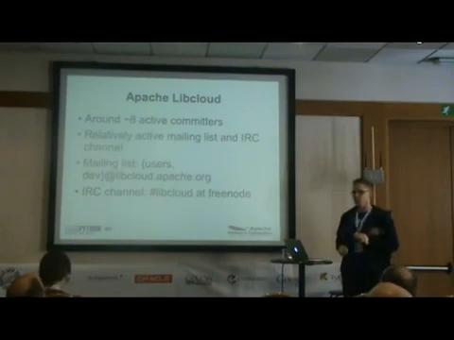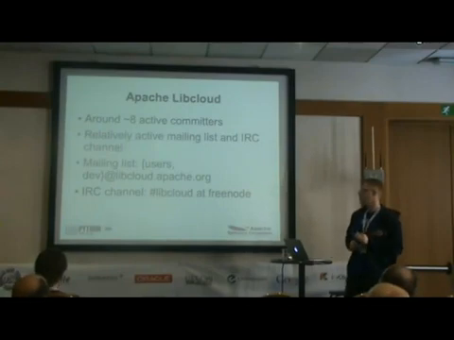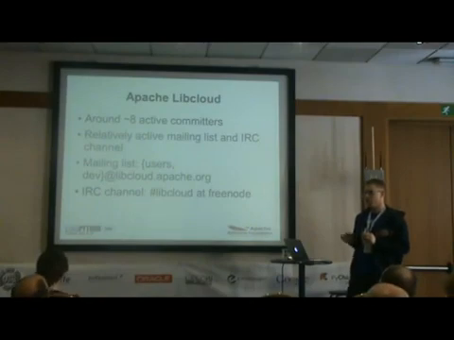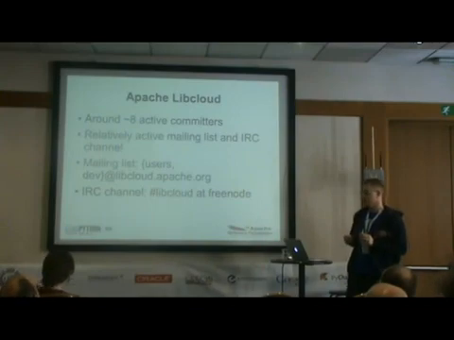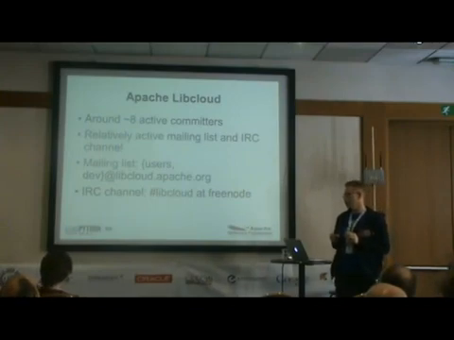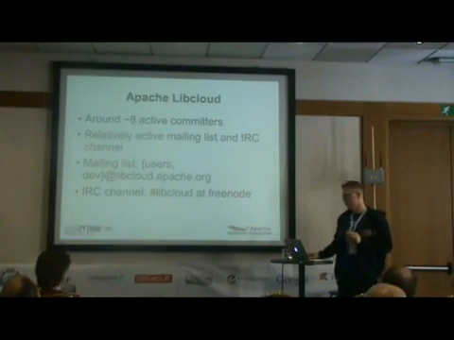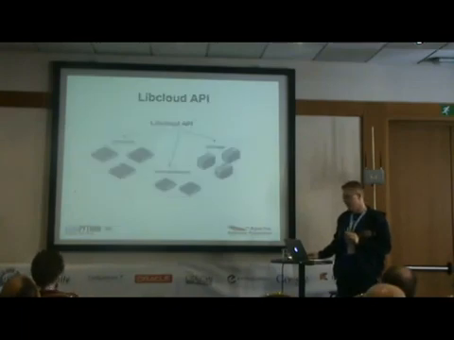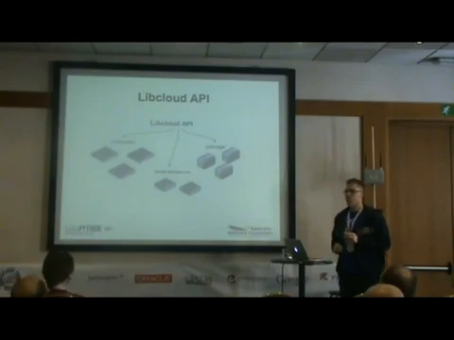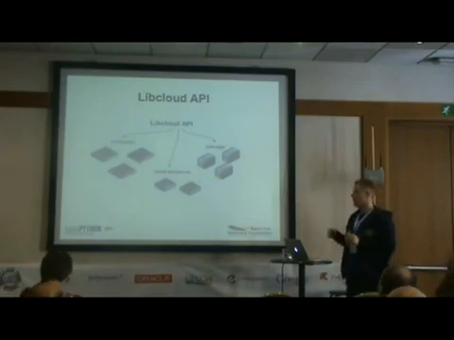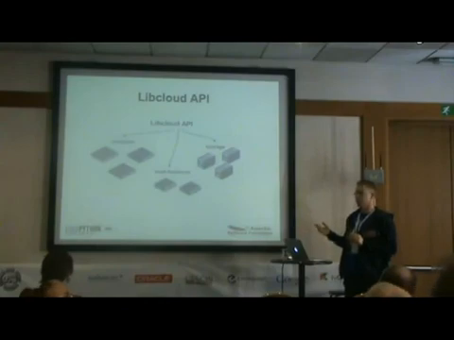So the libcloud project currently has around 8 active committers, but we also have a lot of outside contributors, which means some people who come, post a patch, and maybe never return, but we also have quite a lot of outside contributors who actually come back and stick with the project, which is nice. We also have a pretty active mailing list and IRC channel where we talk about the library and help new users. So now let's take a look at the actual API or how libcloud is structured.